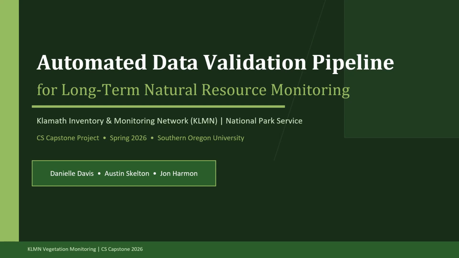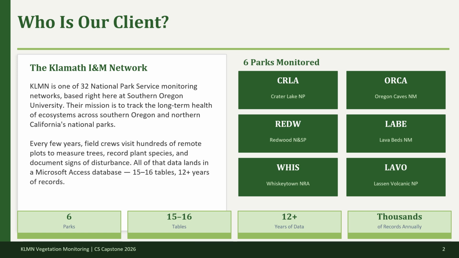I'm John, and with me tonight are Danny and Austin. We're a three-person team, and this quarter we've been working with KLMN, the Klamath Inventory and Monitoring Network, which is a National Park Service team based right here on campus. We were tasked with building an automated validation pipeline for their long-term vegetation monitoring data. And today we're going to walk you through what that actually means, why it matters, what we've built, what we plan to build.